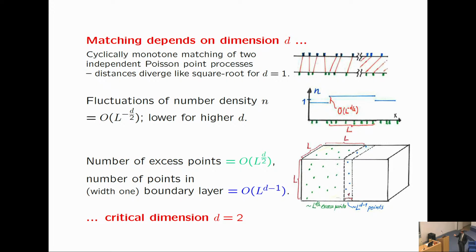And now the question is, how do these two numbers compare? And you realize that in dimension d larger than 2, there's always enough space, enough welcoming points in the boundary layer to absorb your excess points in the left half. So that should be fine. In dimension 1, it's the opposite, and we see that up here. And in dimension 2, you have exactly the same scaling. So the most interesting question is what happens in dimension 2?